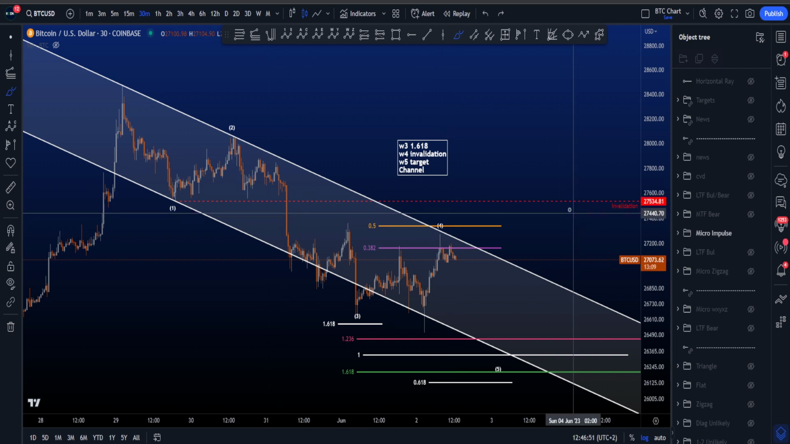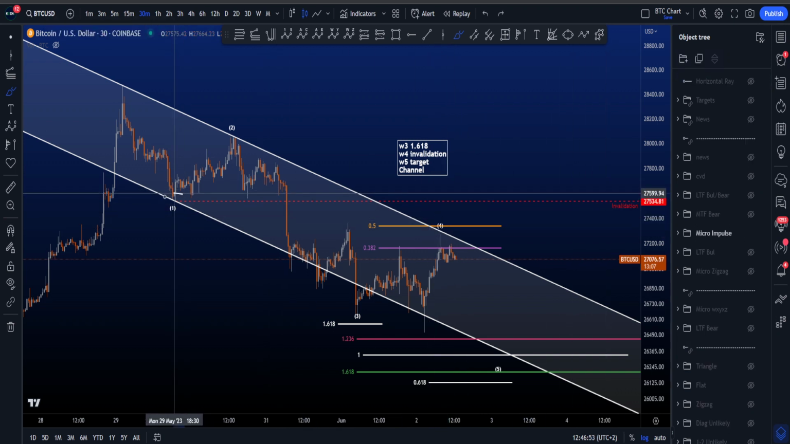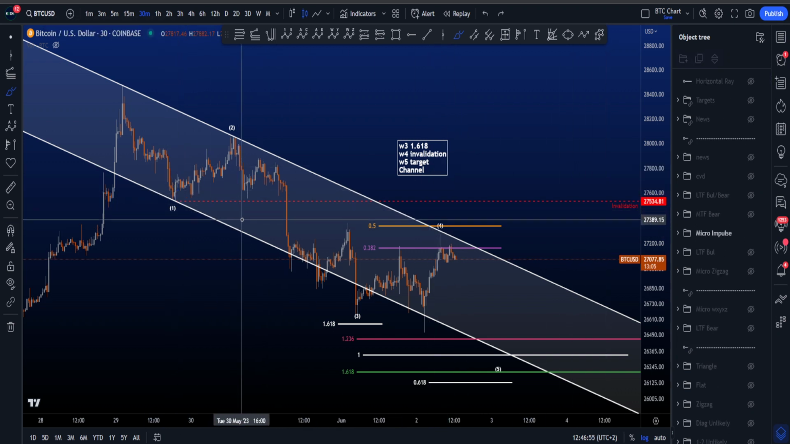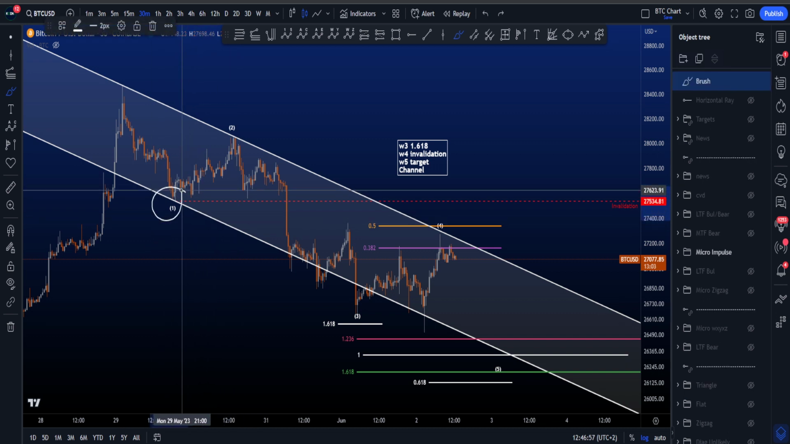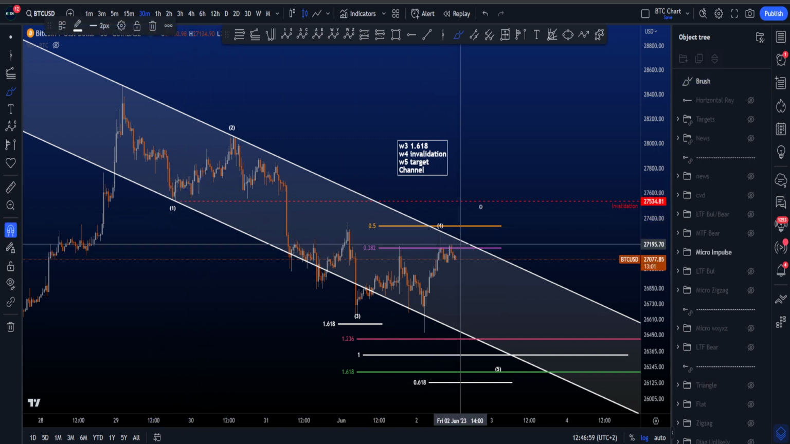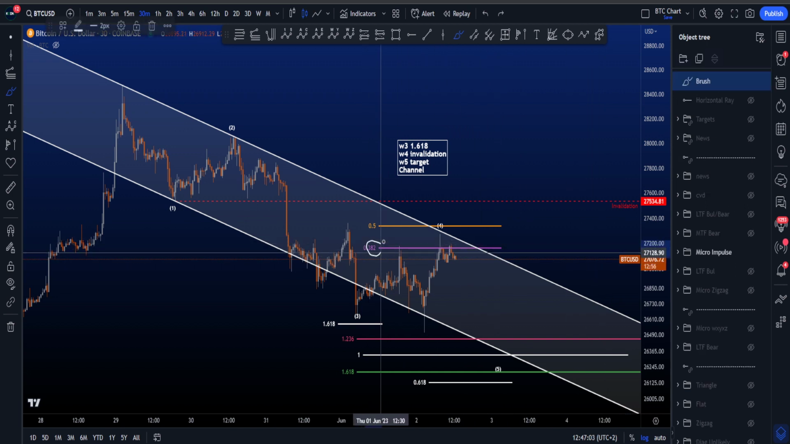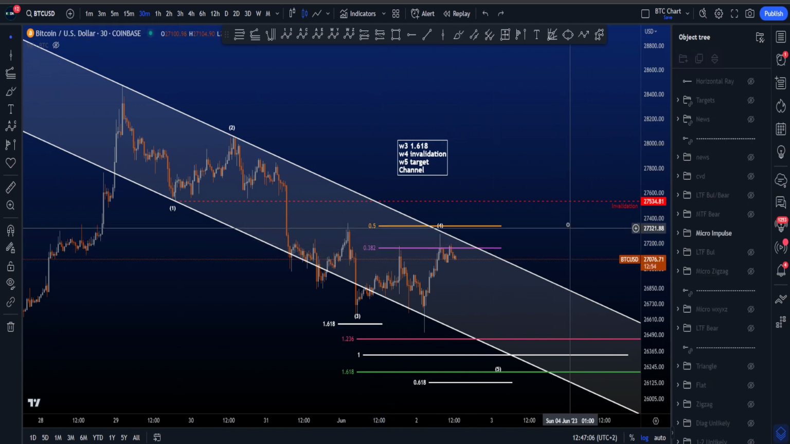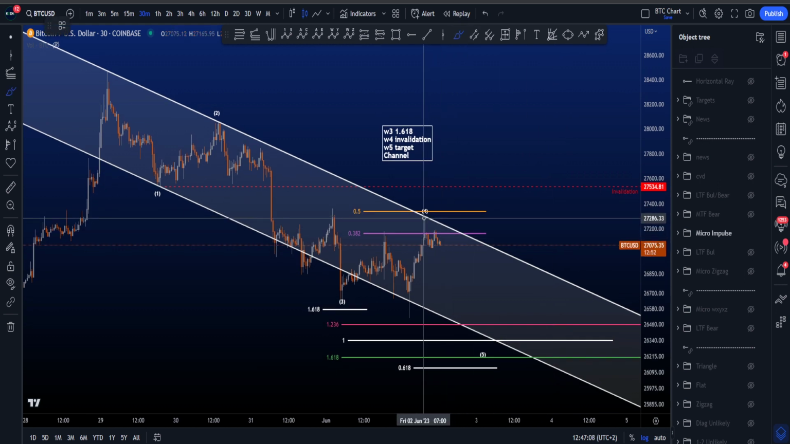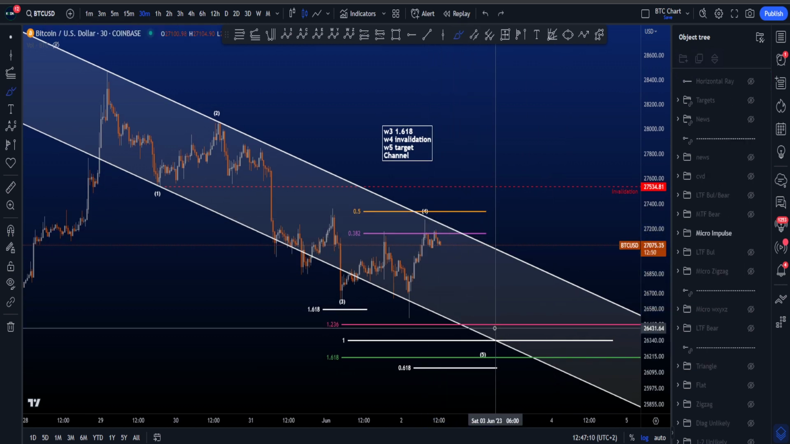0.5. I now put the invalidation of this wave 4 at the low of this wave 1, because in an impulsive structure you don't want to see overlap between a wave 1 and a wave 4, so that's why the invalidation is at 27.5k. And the 0.382 and the 0.5 are also common targets for a wave 4, after which you then expect a move to the downside for a wave 5.